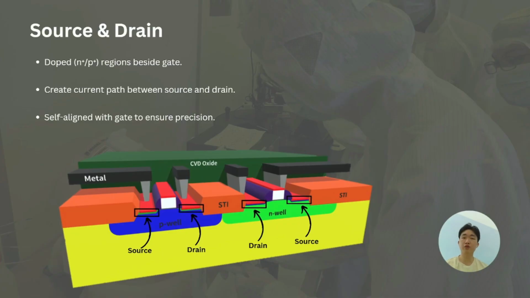Next, we create the source and drain regions on both sides of the gate. These are formed through ion implantation, with the gate serving as a mask to ensure perfect alignment. A heating process called annealing follows, which activates the dopants and repairs the silicon crystal. This completes the basic structure of the transistor.